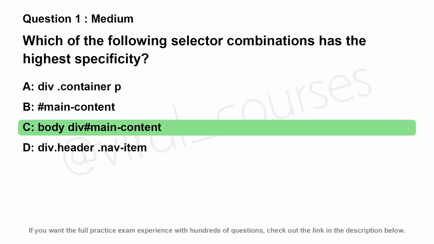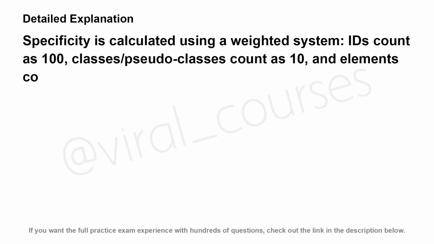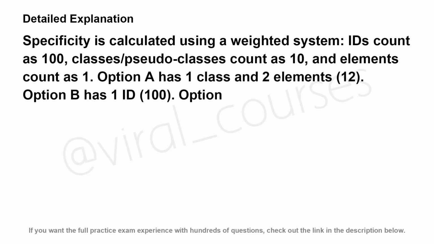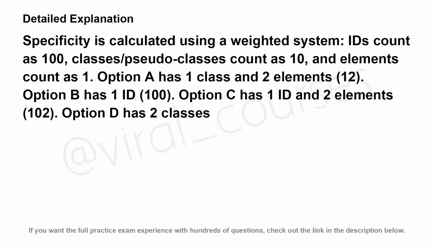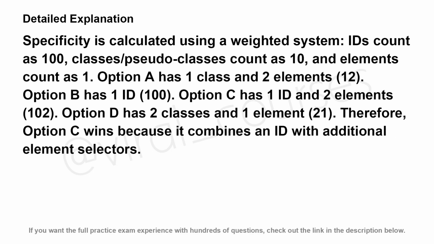The correct answer is C. Specificity is calculated using a weighted system. IDs count as 100. Classes and pseudo-classes count as 10. And elements count as 1. Option A has 1 class and 2 elements: 12. Option B has 1 ID: 100. Option C has 1 ID and 2 elements: 102. Option D has 2 classes and 1 element: 21. Therefore, option C wins because it combines an ID with additional element selectors.